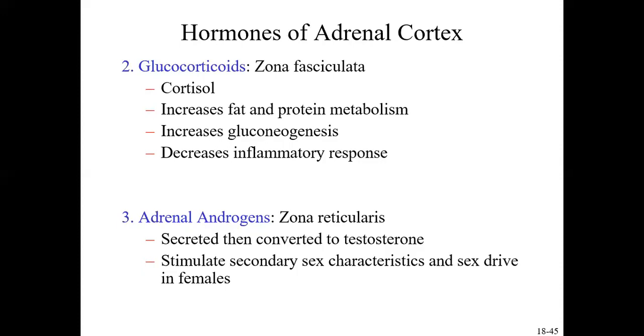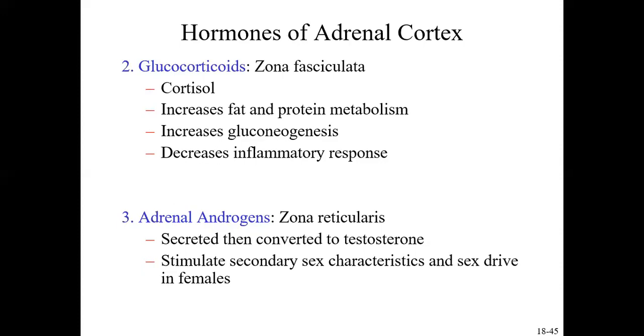It helps in a process known as gluconeogenesis. That's production of glucose by the liver. And so again, it's trying to help get energy for the body, but it also helps to limit or to balance out the inflammatory response. So it actually decreases your inflammatory response and essentially decreases your immune system whenever cortisol is secreted.